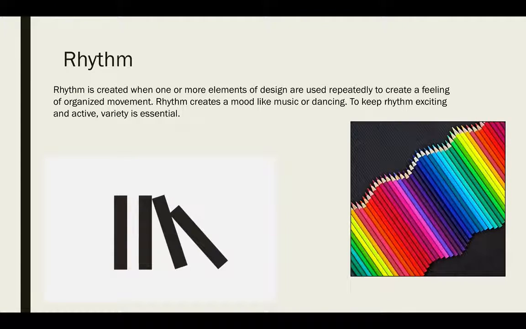So rhythm. Rhythm is created when one or more elements of design are used repeatedly to create a feeling of organized movement. So again, repetition creating movement. That's what you must think of when you think of rhythm. Rhythm can be on a beat that is exact, or it can be gradually going up or down. Or it can be sporadic, such as, let me do clicks, for example.